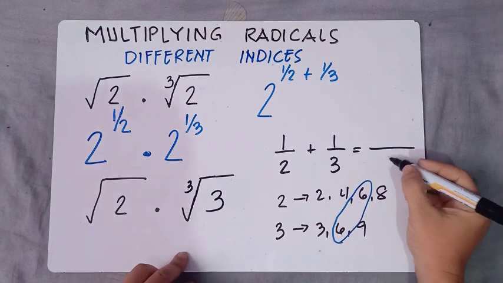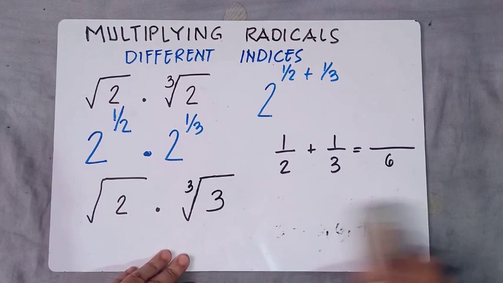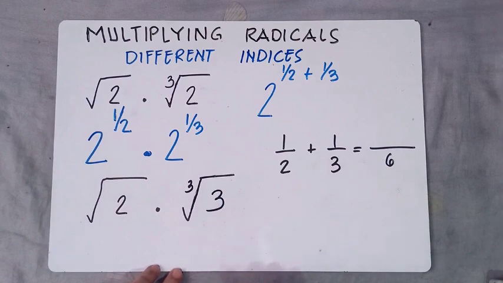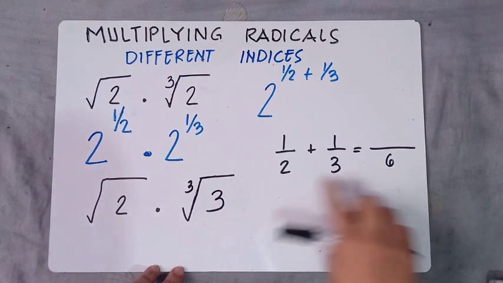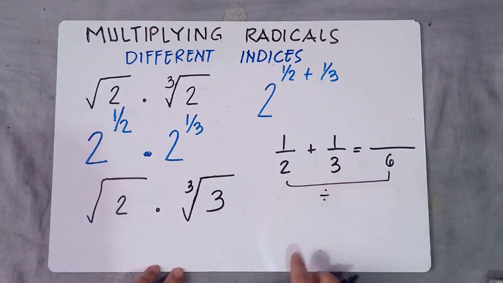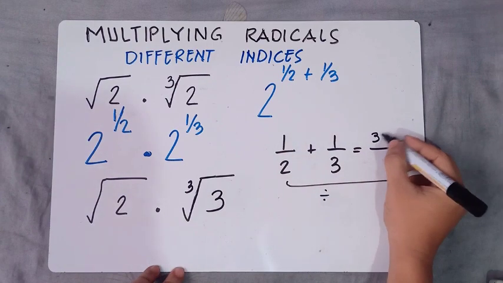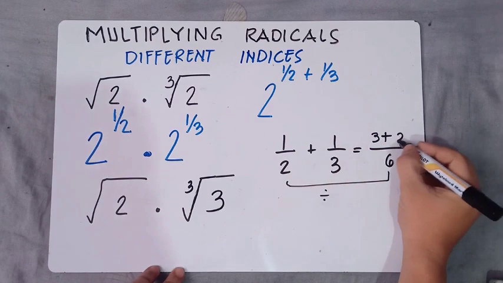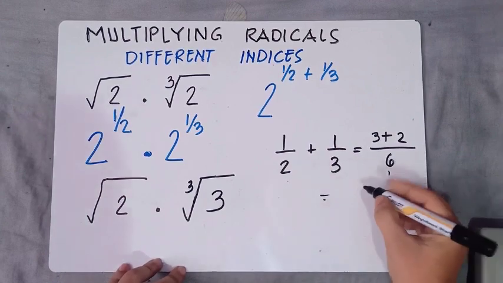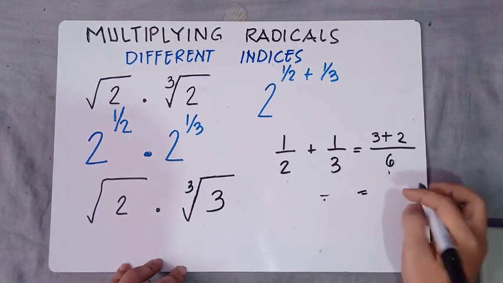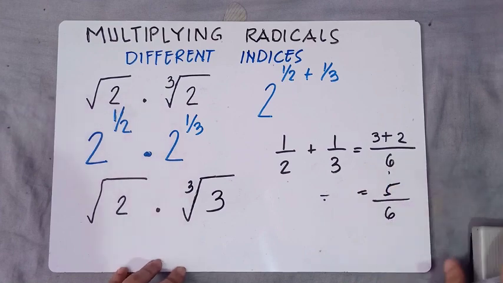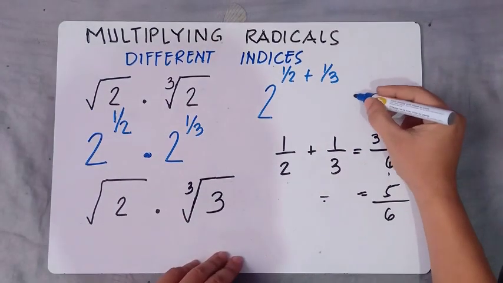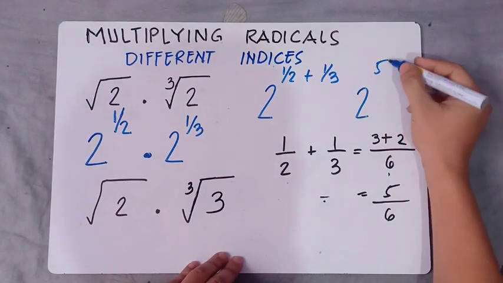This is, if you still remember, in adding fractions. I do have a link on adding fractions, so please feel free to see it. So 6 divided by 2 is 3, times 1 is 3. Plus 6 divided by 3 is 2, times 1 is 2. So 3 plus 2, that would be 6. No, that would be 5, sorry. 3 plus 2 would be 5. Then copy the denominator, 6. So that's 5 over 6. So this will be 2 raised to the power of 5 over 6.